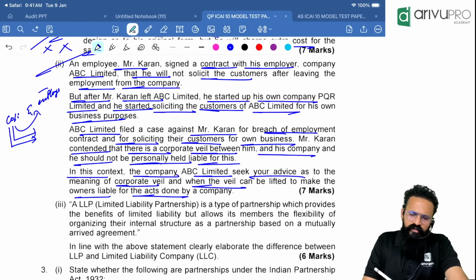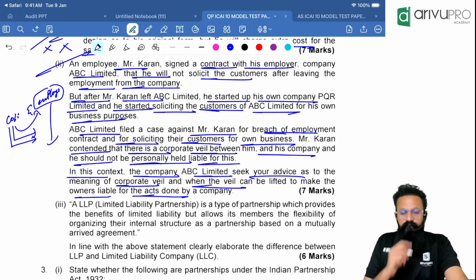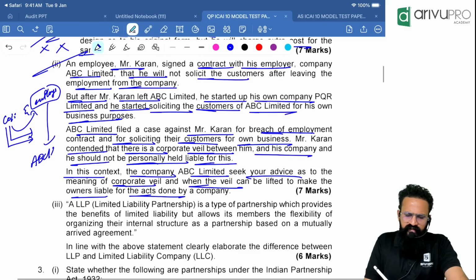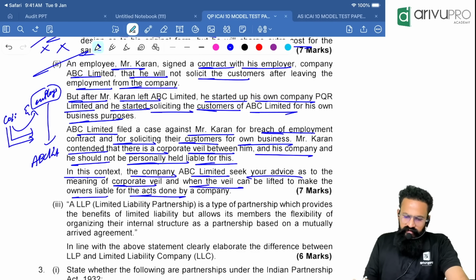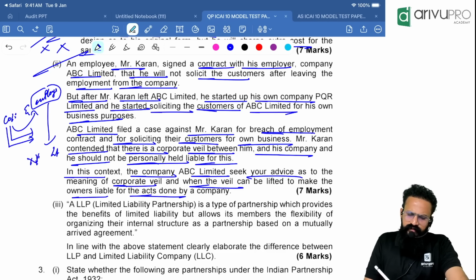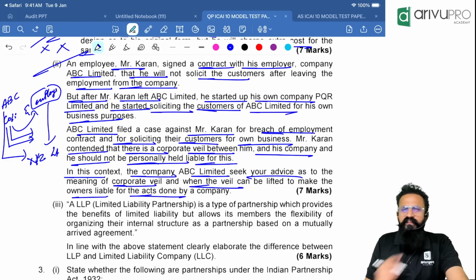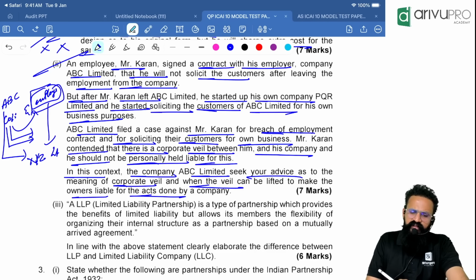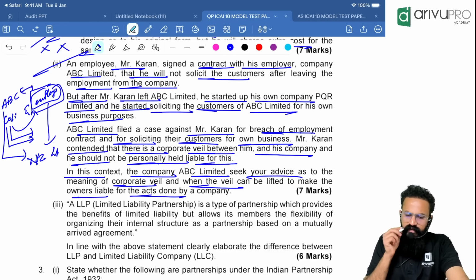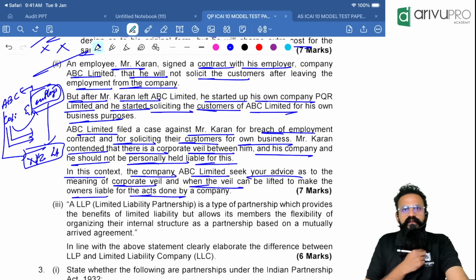Now, what did this person do? After going out, he has started his own company. That own company is called ABC Limited. Let us imagine, no, some other company. Let us imagine XYZ. Now, the company which hired him sent a notice to this company saying that there's a clear restriction that you are not supposed to take our customers or do the business that we are doing. But the employee, Karan, replied that was a restriction between you and me, not between you and this new company.